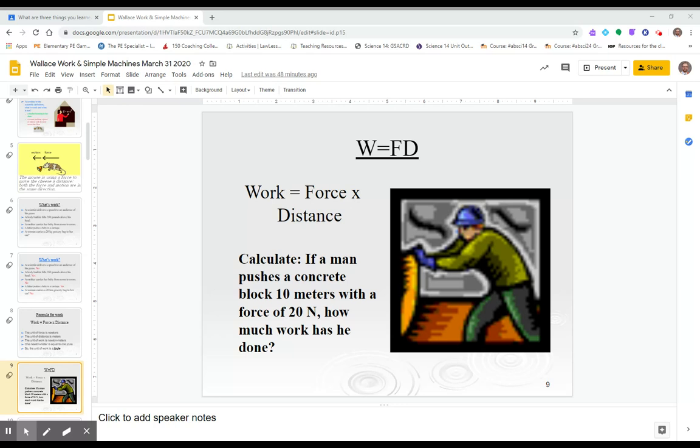So work equals, what's my value for force? If you said 20 newtons, you would be correct. That's my value for force. And then what is my value for distance? It would be 10 meters. Don't reach for the calculator. Do not reach for the calculator. All right. 20 times 10.